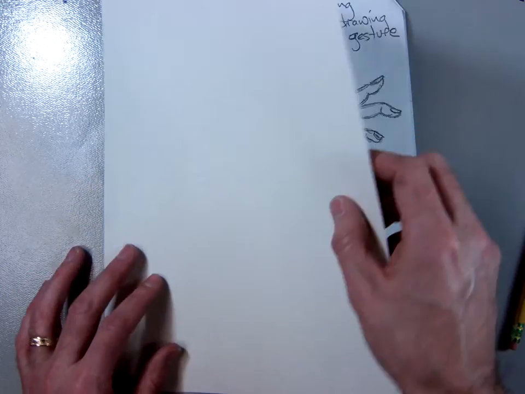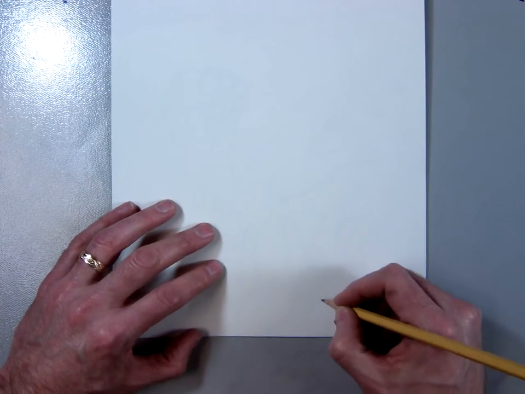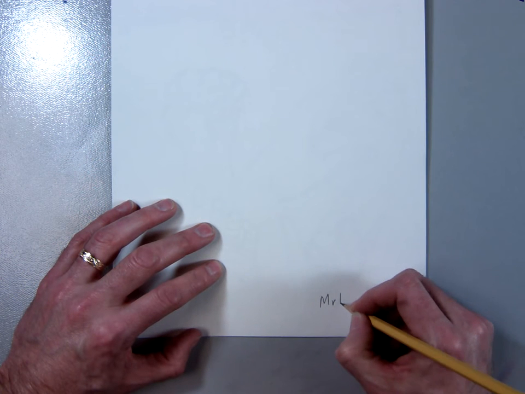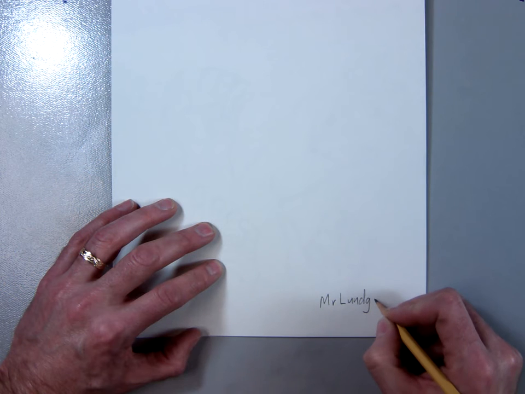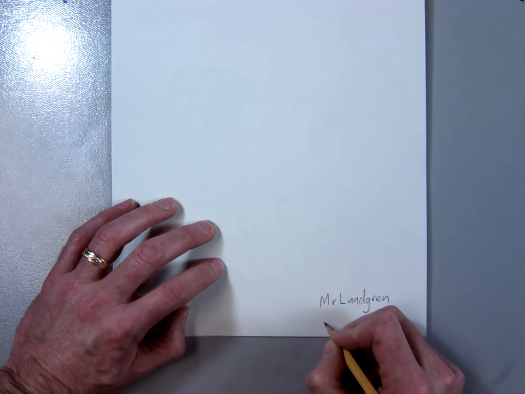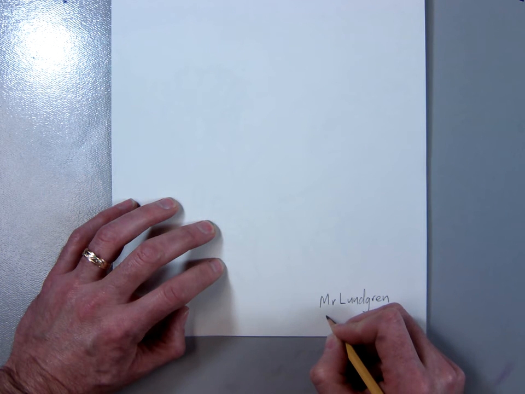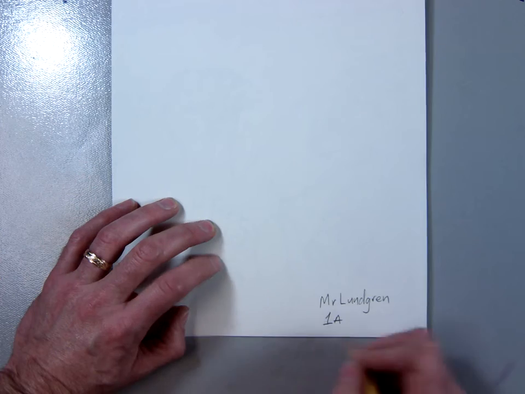So you'll need a fresh sheet of paper, and on the back of your fresh sheet of paper, please write your name. My name is Mr. Lundgren. So I'm going to write my first name, Mr., my last name, Lundgren, and then my grade and section. So this is section 1A, let's say. And just write your section down there.